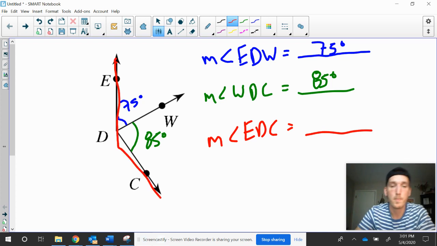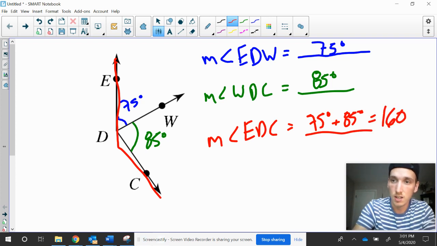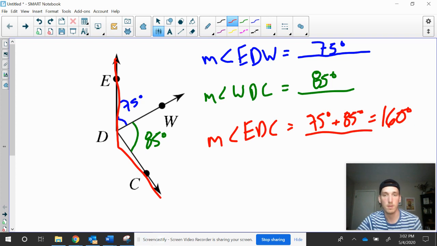How do we figure that out? You guys probably already know what to do. The fancy word for it is angle addition postulate. But really the idea is, if this piece is 75, this piece is 85, and they both together make this big angle EDC, what is the measure of the big angle? You just add up 75 degrees plus 85 degrees, and that gives you 160 degrees.